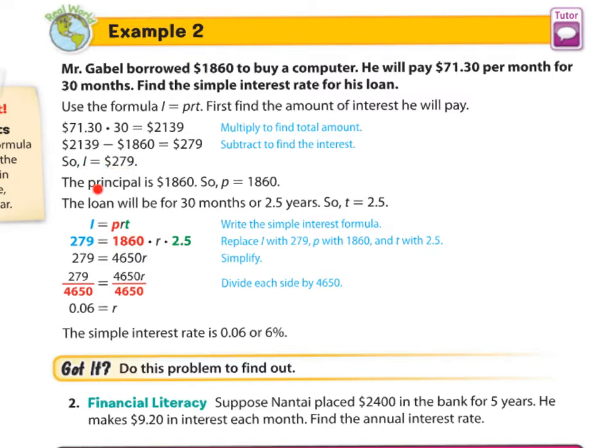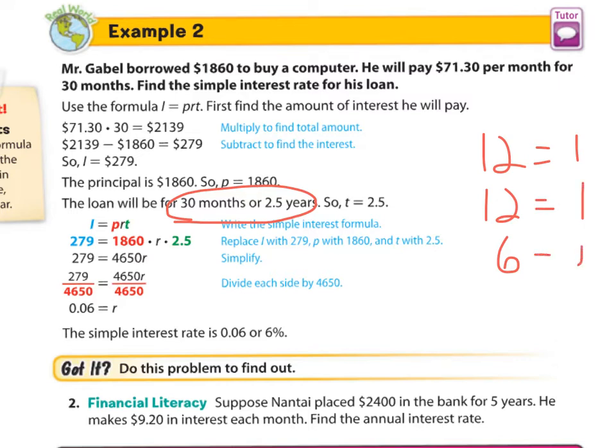You see? So the principal is $1,860, as we said. That's how much he borrowed. The loan will be for 30 months, or 2.5 years. You see, this is what I was trying to say. You have to turn the time into years. Every 12 months is 1 year. So 12 plus 12 is 24, and 6 is 30. So here you have 1 year, here you have another year, and here you only have half a year. So 2.5 years, right? And that's what you would multiply by.